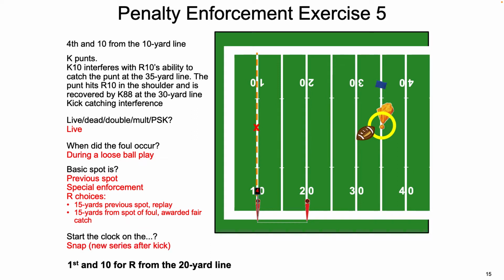So we'd go 15 yards from the 35, the spot of the foul, which would make it the 20. We'd have 1st and 10 for R from the 20-yard line. What's the significance of that awarded fair catch? Remember, in this case, they're at the 20-yard line. They can choose to do a free kick from that spot on an awarded fair catch if they choose to. And it's a potential here if it's the very end of a half, for example.